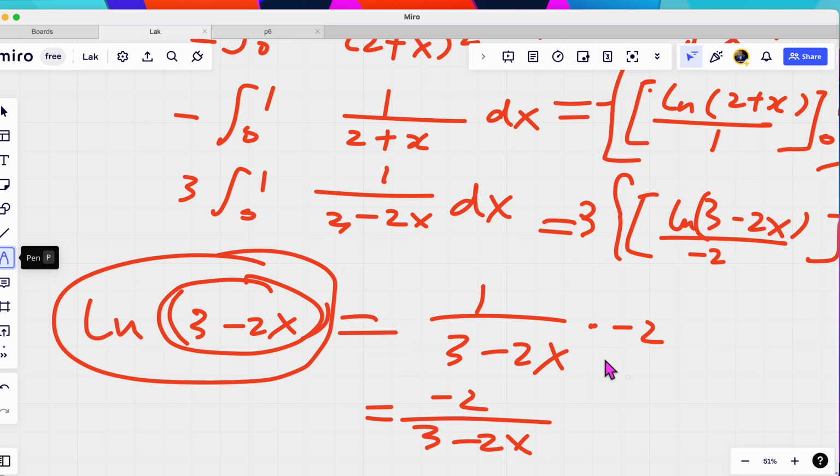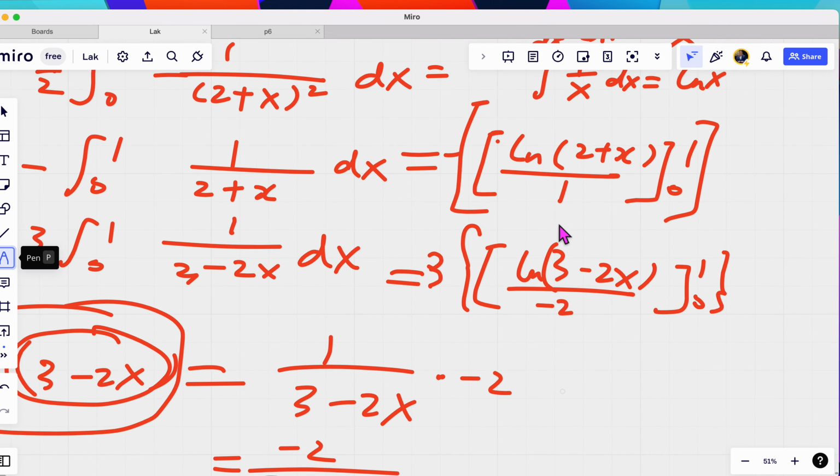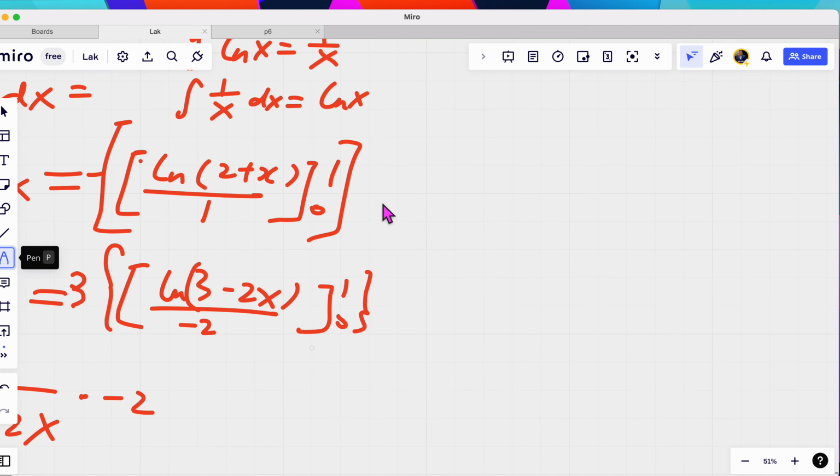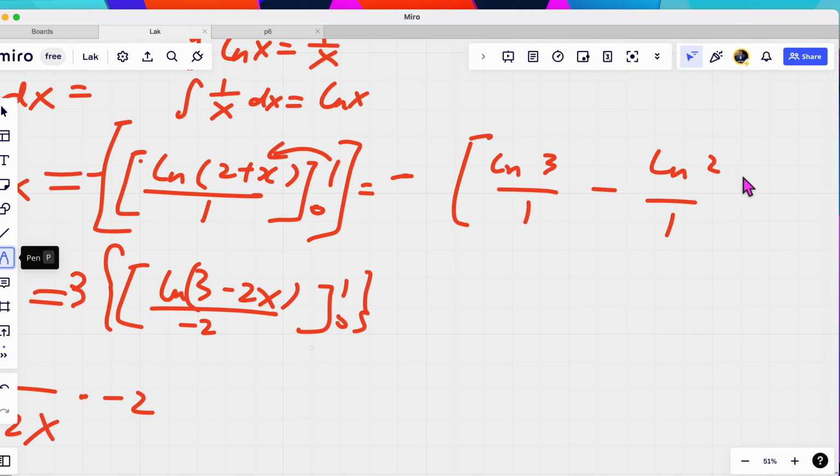Okay? So now the question is, how do you solve this, right? Okay? Let's do the first one first. This one, you put a 1 in, so minus is outside, so you get ln 3 over 1. Okay? You put a 1 in. Then you put the 0 in, so it's ln 2 over 1, right? In between is minus. So this is the answer.